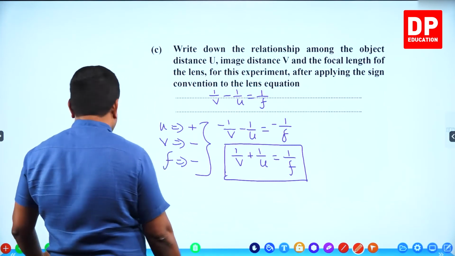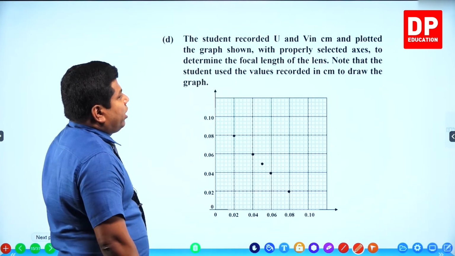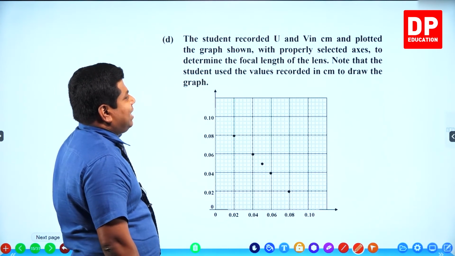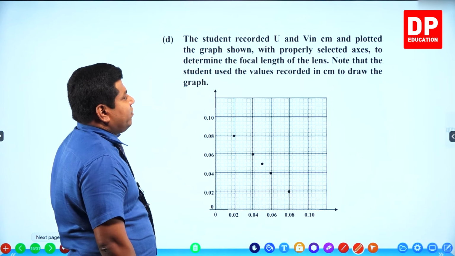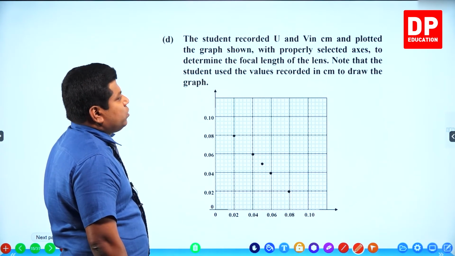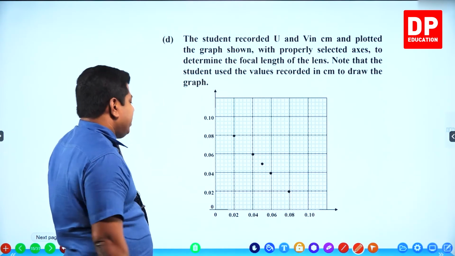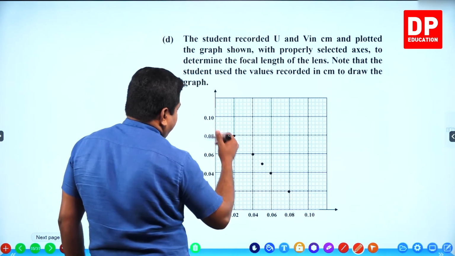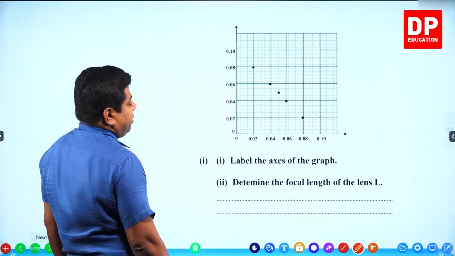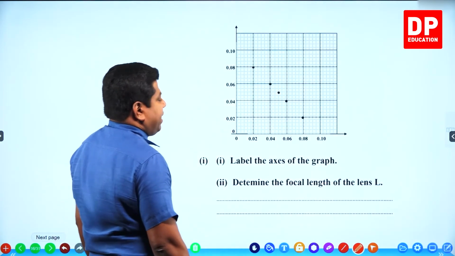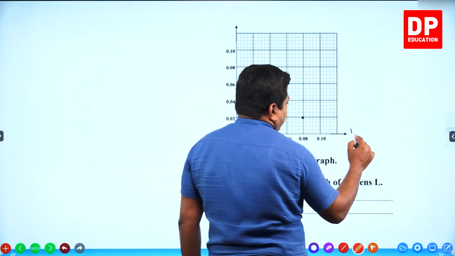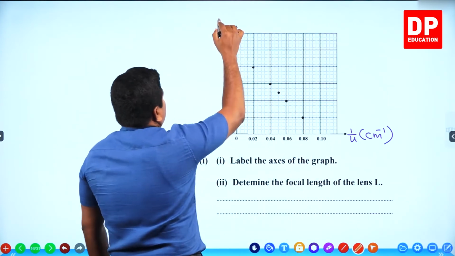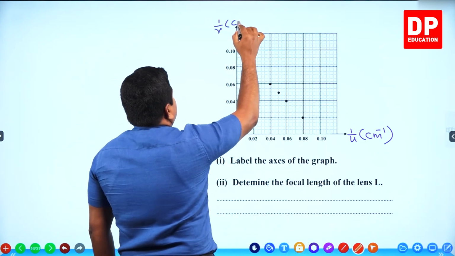Next. The student recorded U and V in centimeter and plotted the graph shown with properly selected axes to determine the focal length of the lens. Note that the student used the values recorded in centimeter to draw the graph. Okay. He has got 5 points. Good. Let's see what they ask. Label the axes of the graph. So, this has to be 1 over U, centimeter to the power minus 1. This has to be 1 over V, centimeter to the power minus 1.